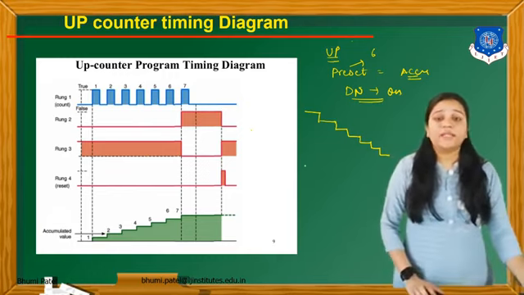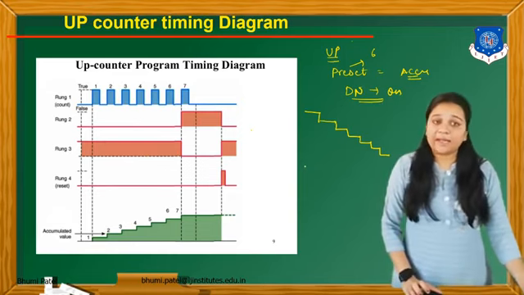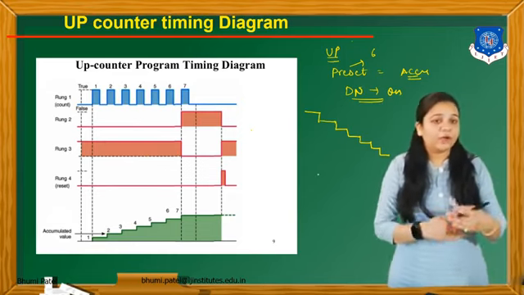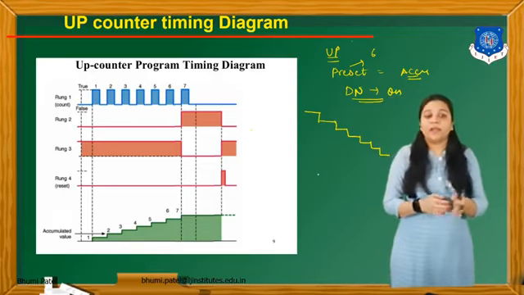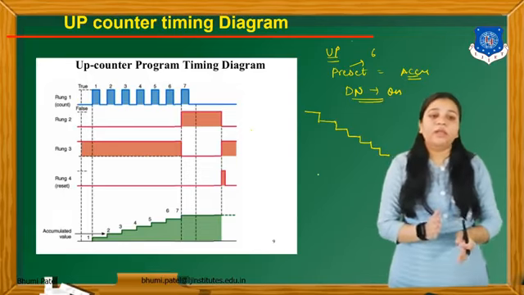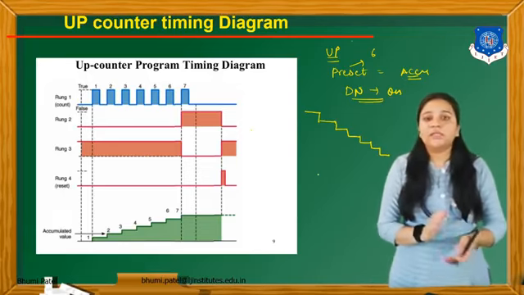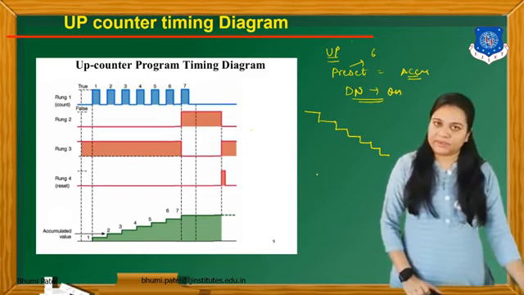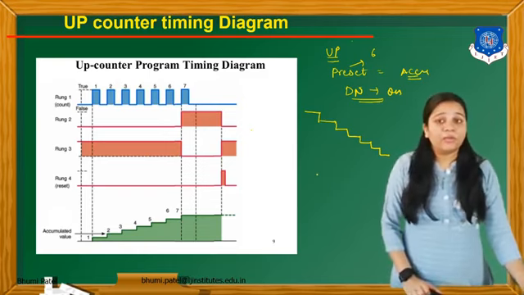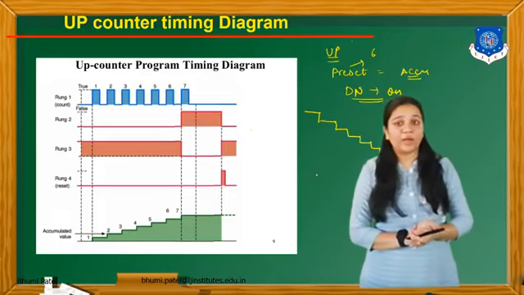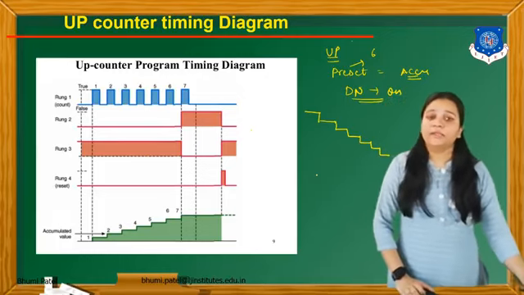Okay, so using the counter we can easily count objects in the plant, and we can identify how many objects or how many things there are in this particular system. Now, the example PLC program using the counter, we will study in the next session.